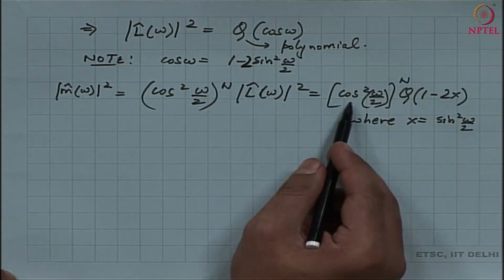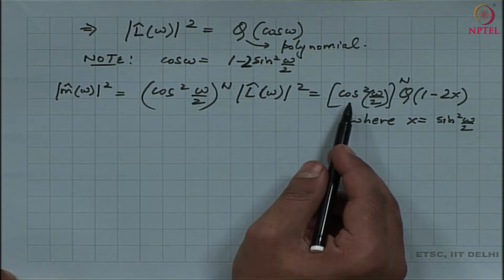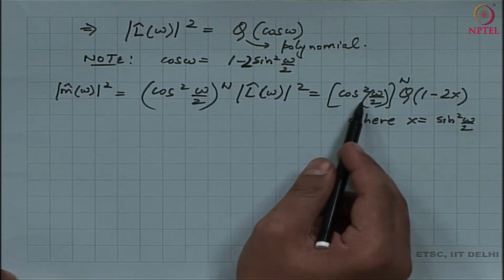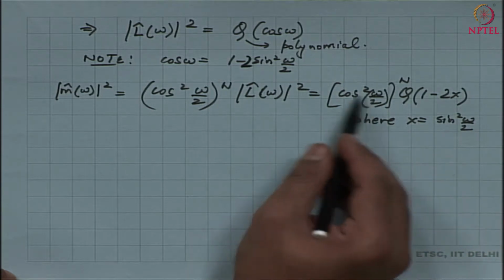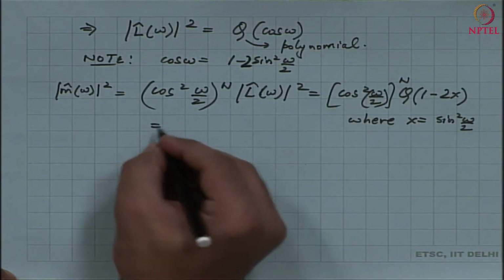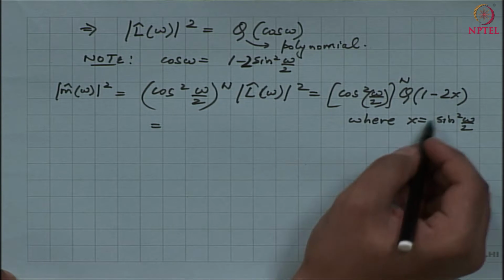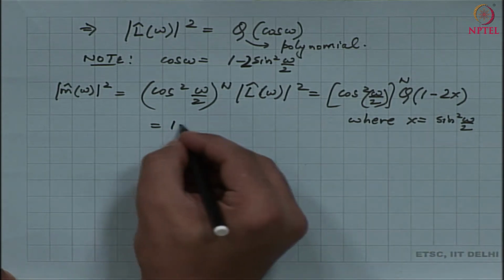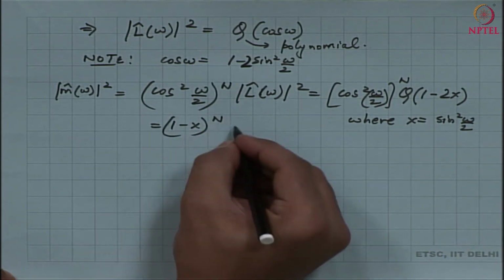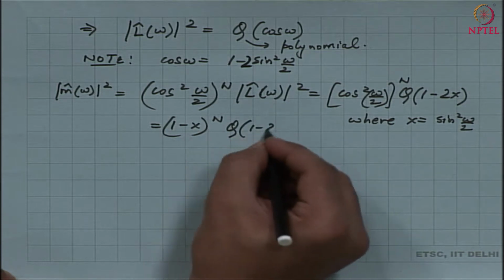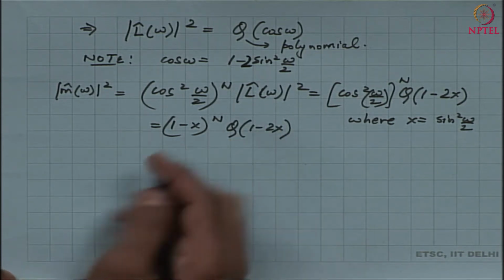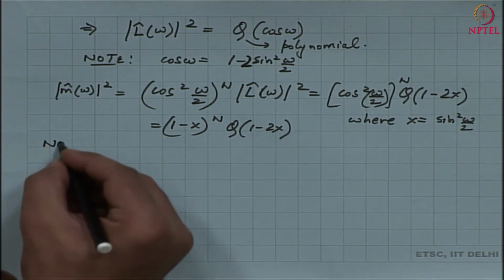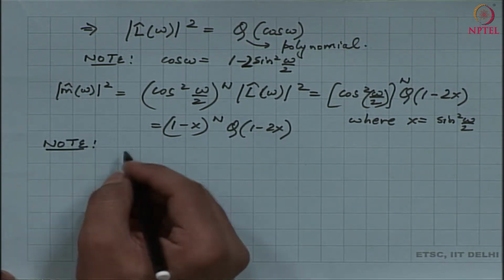Notice that cos square omega by 2 is also 1 minus sin square omega by 2. So, this m hat omega square can be written completely in terms of x. So, this is 1 minus x to the power n times q of 1 minus 2x.